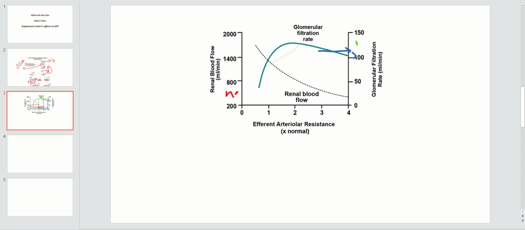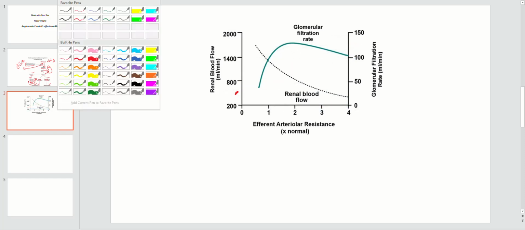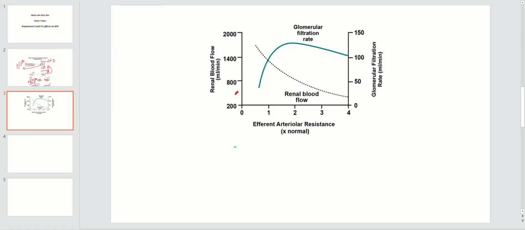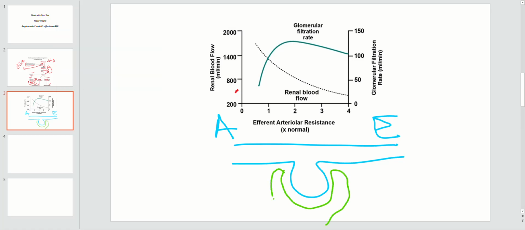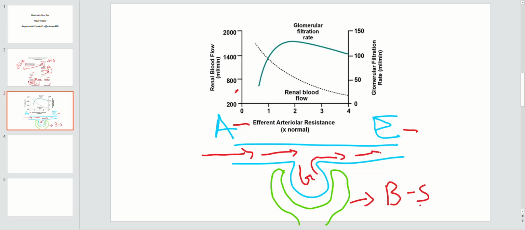Now how does this actually happen? For this you need to understand the mechanism a little bit. So this is your glomerulus, right? This is your afferent, this is your efferent, and this is your Bowman space. This is how I represent a nephron. So blood flows in this direction: blood comes over here, then goes down, then this way it goes into the efferent arteriole.